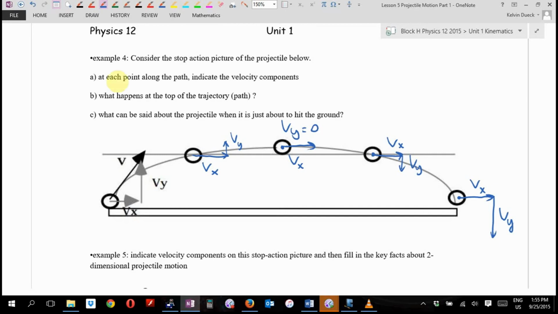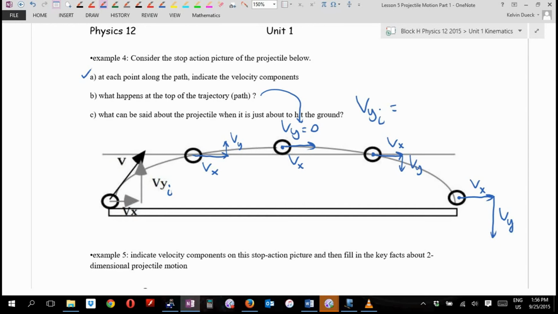So A says, at each point of the path, indicate velocity components. We did that. What happens at the top of the trajectory path? Vy is 0. What can be said about the projectile right when it's about to hit the ground? Here's the initial vertical velocity right there. What can you tell me about the final vertical velocity compared to the initial vertical velocity right when we're about to hit the ground?